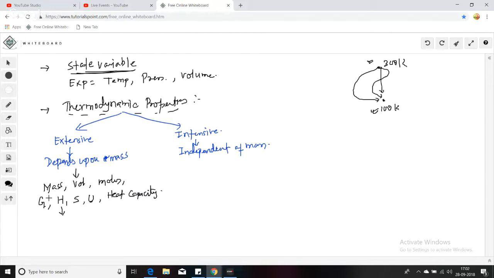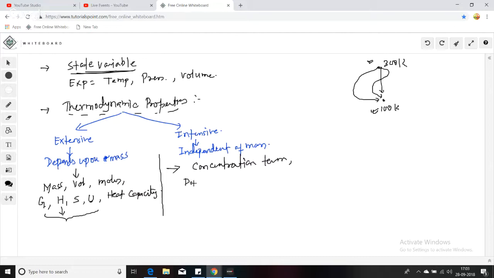So we always define the amount that we are taking, since all these terms are extensive properties, which depend upon the mass, right? So these are examples of extensive property. Intensive property: all concentration terms are intensive properties, like molarity and molality. Concentration does not depend on mass. Concentration terms are intensive properties.